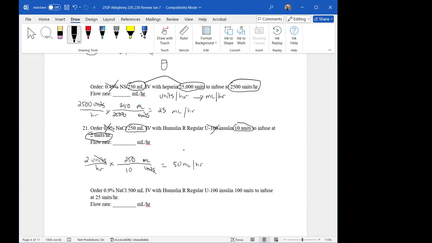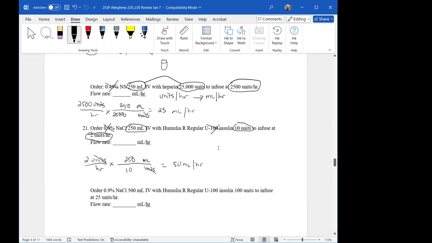So insulin is getting dripped out at 50 mil per hour. Heparin is getting dripped out at 25 mil per hour. So it's coming out very, very slowly. So when they use that word drip rate, don't get confused thinking like, where's the drop factor? If they're looking for drop rate, they're going to give you a drop factor to calculate. Okay.